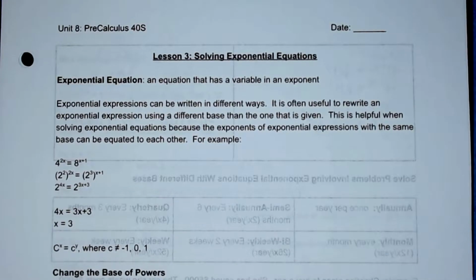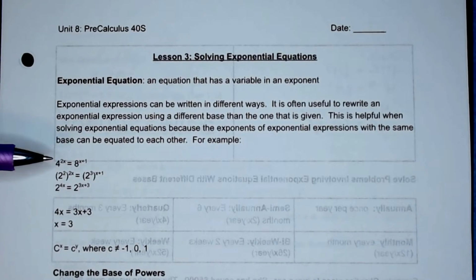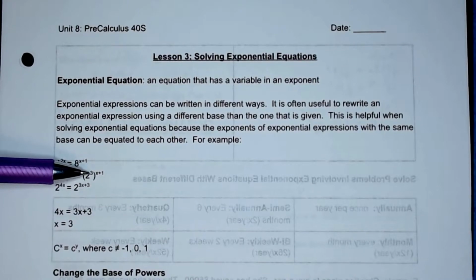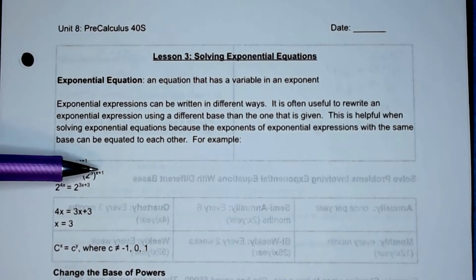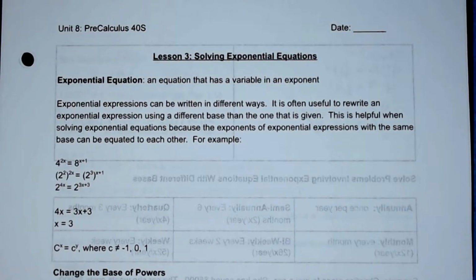So 4 to the power of 2x. 4 is 2 squared to the power of 2x. And then 8 is 2 times 2 times 2, or 2 to the power of 3, to the power of x plus 1. So notice that nothing happens to the exponents yet. They get left alone. You need to change your bases first and then work with your exponents.